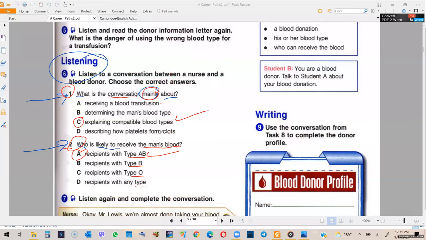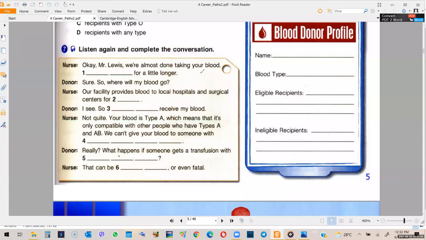Good. Now we have to listen again and answer these questions. We are going to listen again and fill in these questions, the gaps. Okay, now let's do it again, and we answer the questions.